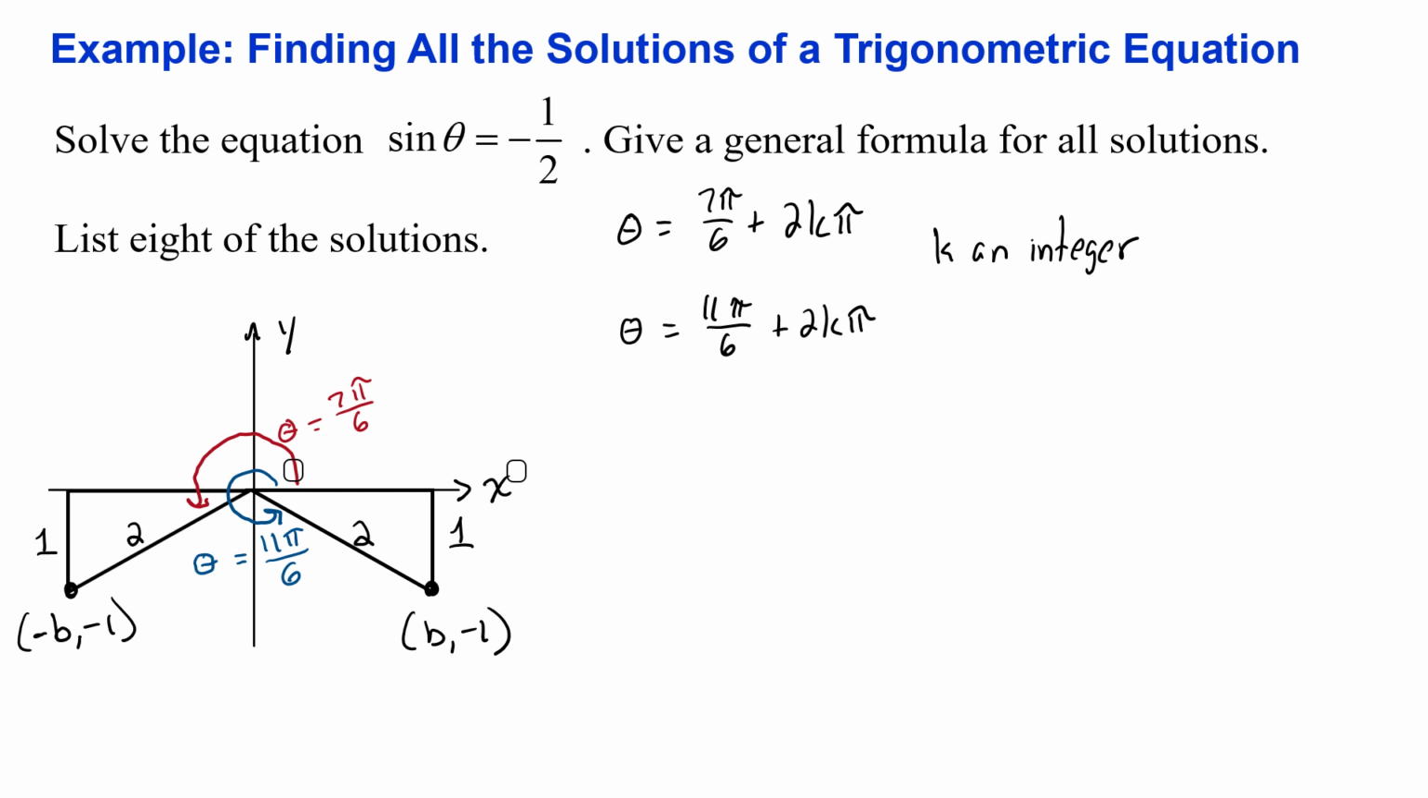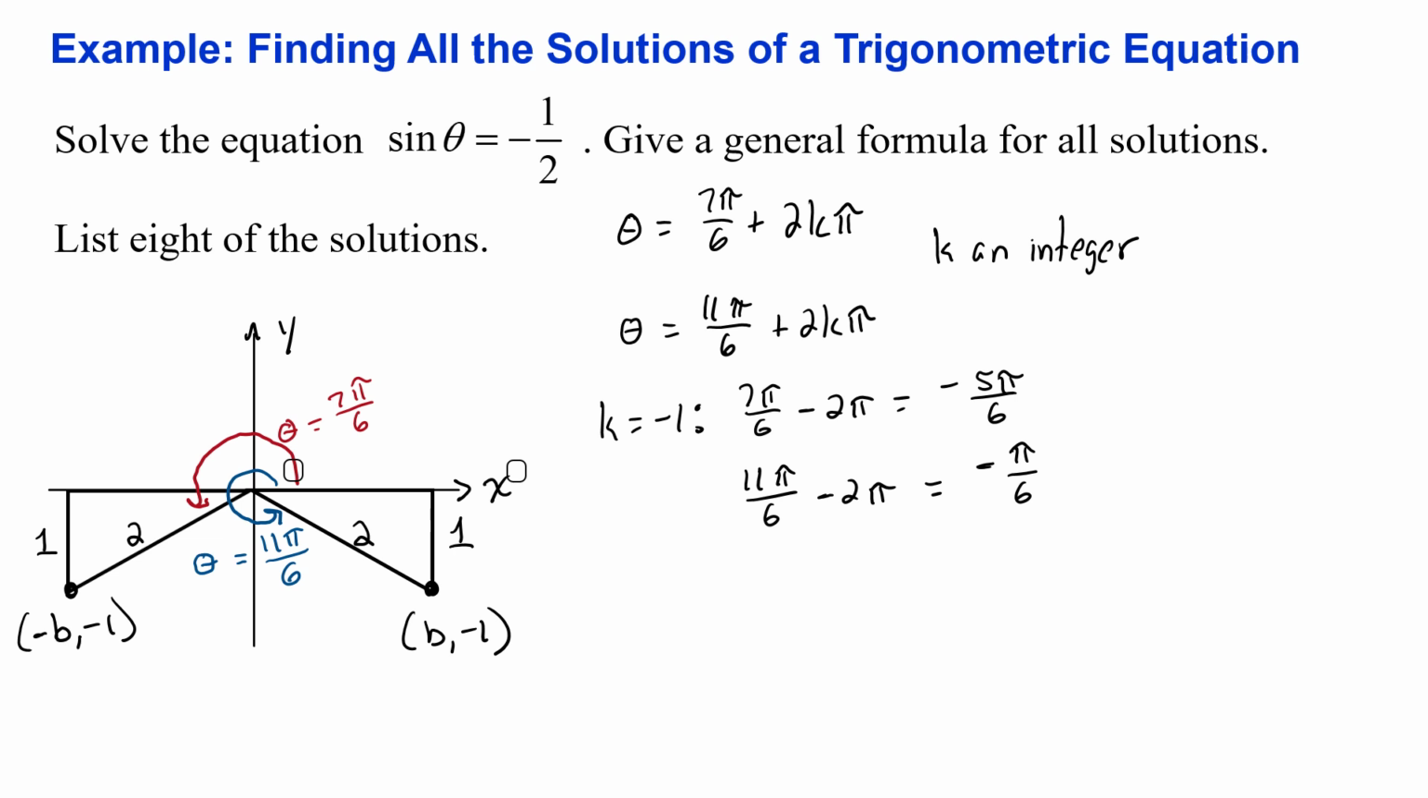Now, to list 8 of the solutions, we can choose any 4 values of k, and I'm going to choose k equals negative 1, 0, 1, and 2. So first, if k equals negative 1, then the first 2 solutions would be 7 pi over 6 minus 2 pi, which is negative 5 pi over 6, and 11 pi over 6 minus 2 pi, which is negative pi over 6.